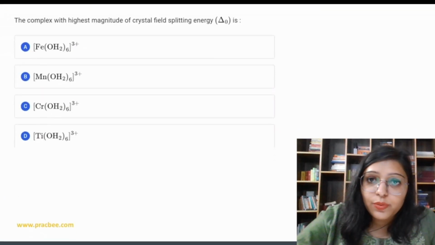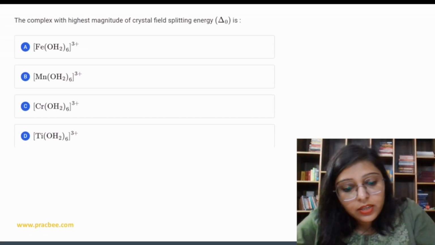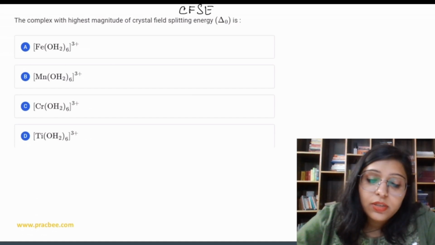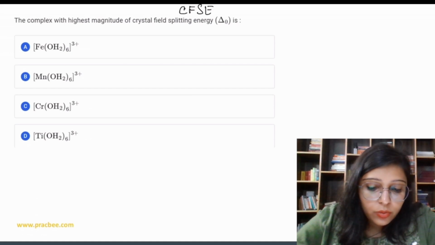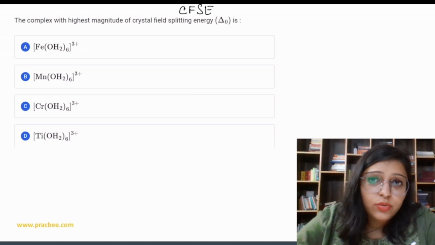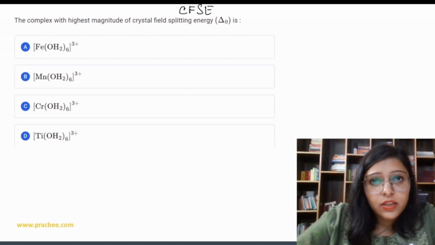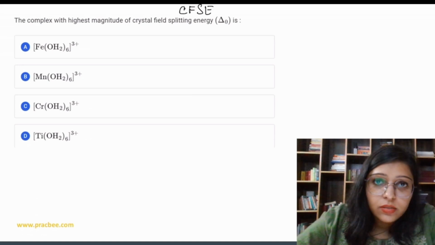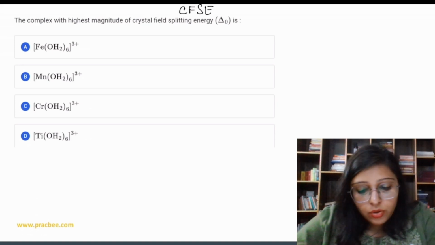The complex with highest magnitude of crystal field splitting energy. Crystal field splitting energy means CFSE, right? So see how to solve this. Look, there is always a way. You can find the actual crystal field splitting energy easily, but we can solve this theoretically also. So how to solve this?